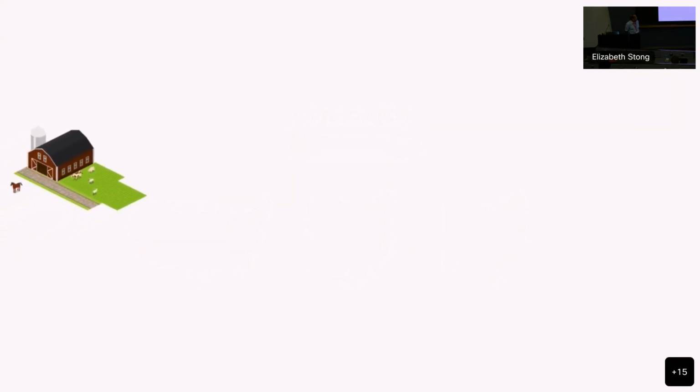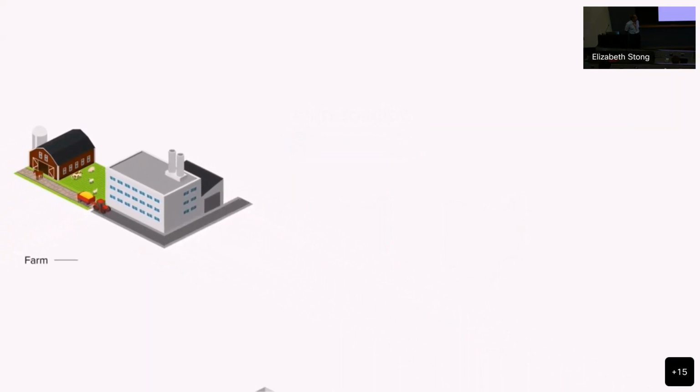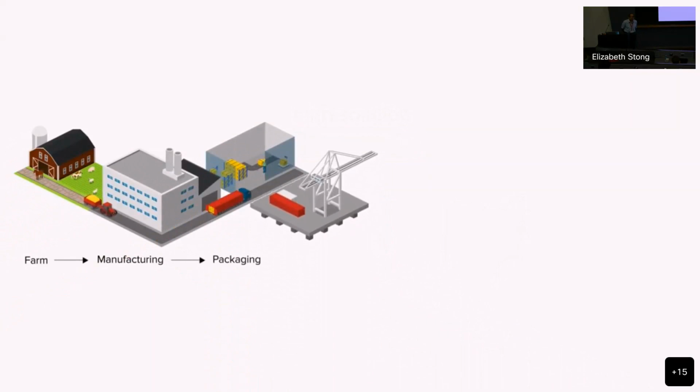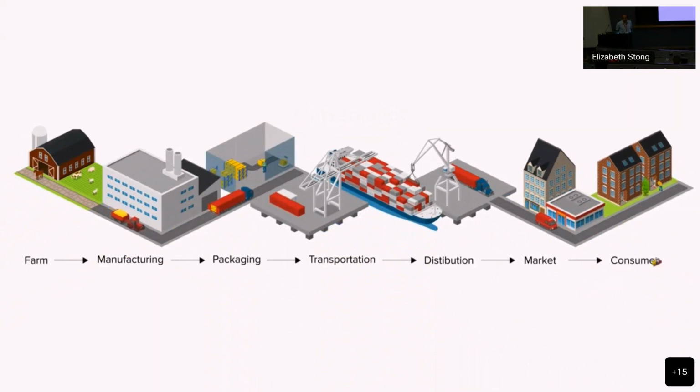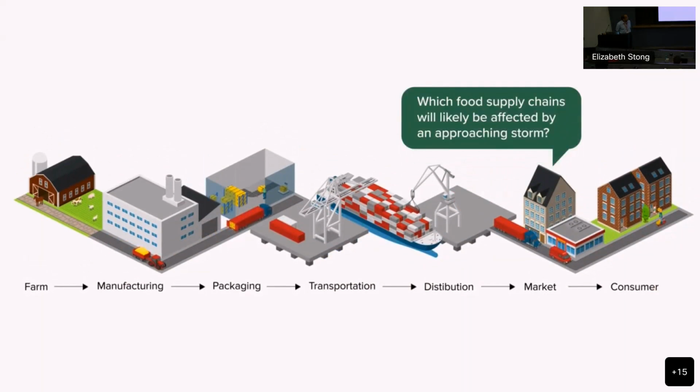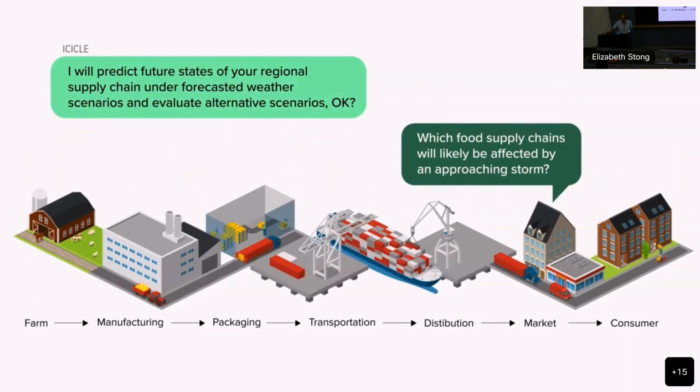ICICLE will provide an operational rationale and framework for a cyberinfrastructure that delivers wide and easy access to smart computing, plus a conversational interface that allows stakeholders from diverse domains to ask questions and receive answers informed by currently available data and knowledge. For example, food distributors, emergency food agency managers, and logistics company executives might ask, which food supply chains will likely be affected by an approaching storm? The ICICLE conversation agent might respond with, I will predict future states of your regional supply chain under forecasted weather scenarios and evaluate alternative scenarios.